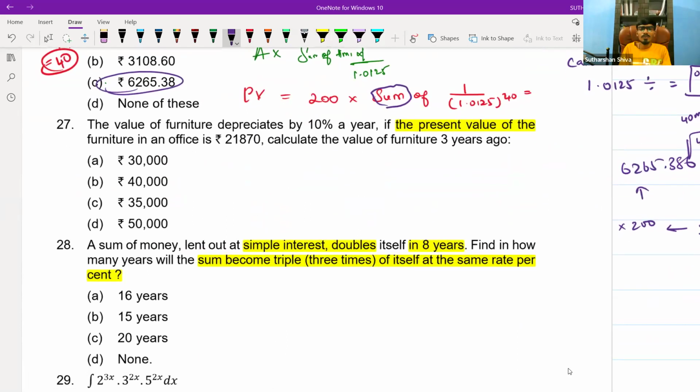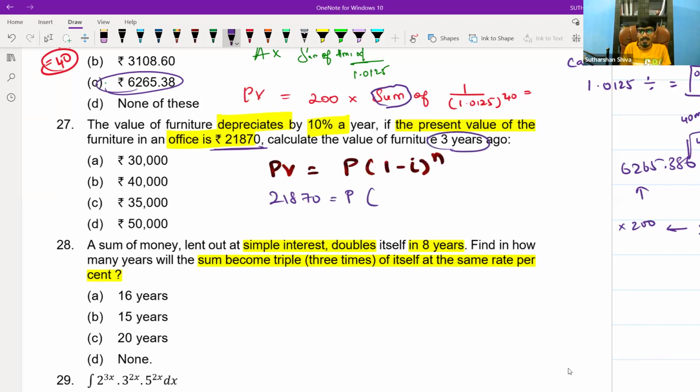The future value of a furniture depreciates by 10% in a year. If the present value of the furniture of an office is 21870, PV is equal to P into 1 minus I whole power N. The present value is 21870. Three years ago, they are asking the principal. 1 minus I, 0.9 whole power 3. So what we will do here: P into 0.9 cube equals 21870.